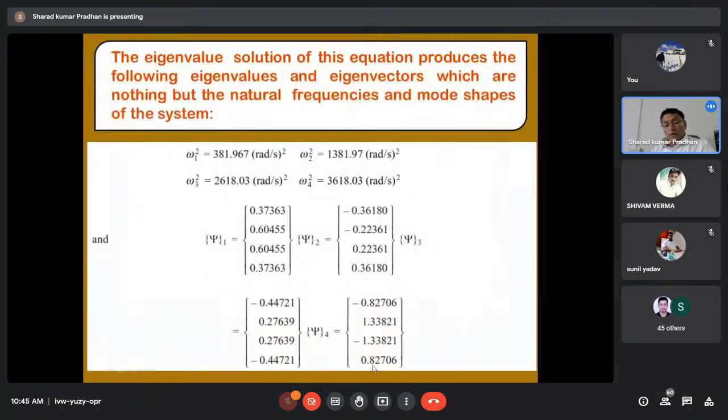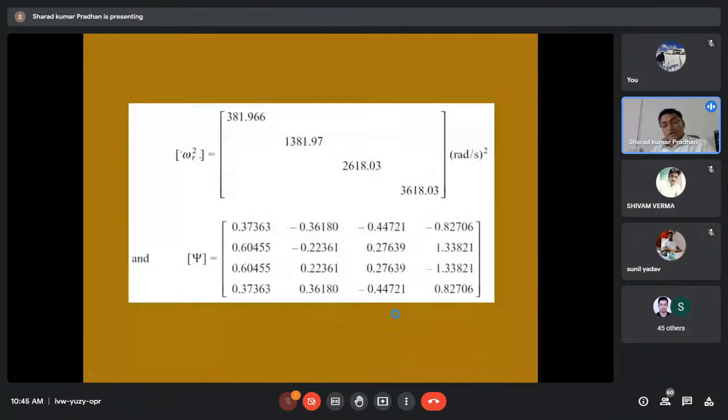Look at this, 0.82706. Here also it is 0.82706. So this is the fourth mode shape, third mode shape, second mode shape, first mode shape. And this first mode shape is related to omega 1, this one is related to the second, this one is related to the third, and the fourth one is related to the fourth. That's it.